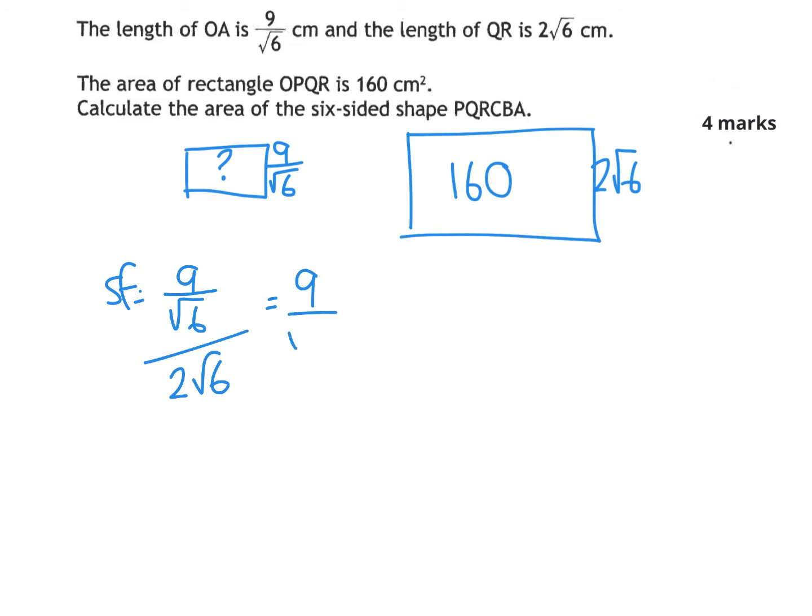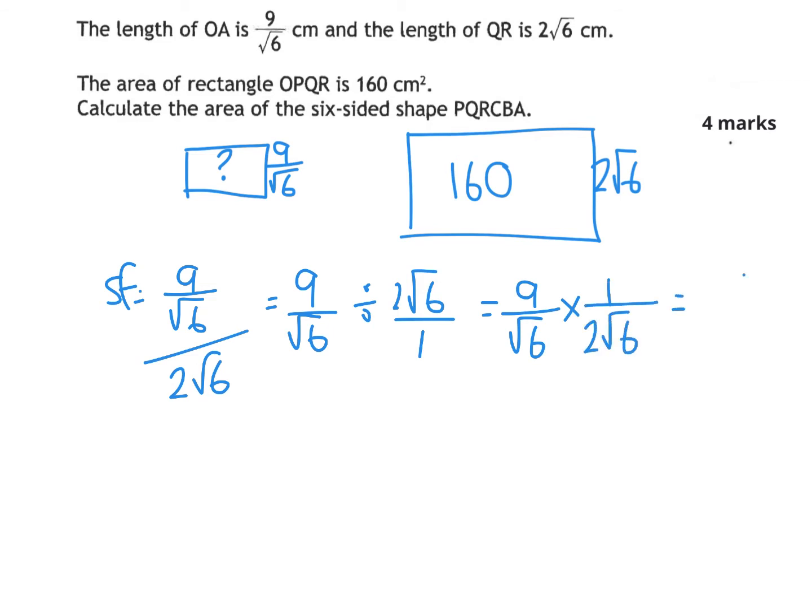So I'm going to write that as 9 over root 6 divided by 2 root 6 all over 1. Then I am going to flip that: keep it, change it, flip it. So that's going to be 9 over root 6 times 1 over 2 root 6. And that will give me 9 over root 6 times root 6 is just 6 with a 2 in front, which will be 9 over 12. And 9 over 12, we all know, simplifies down to 3/4.